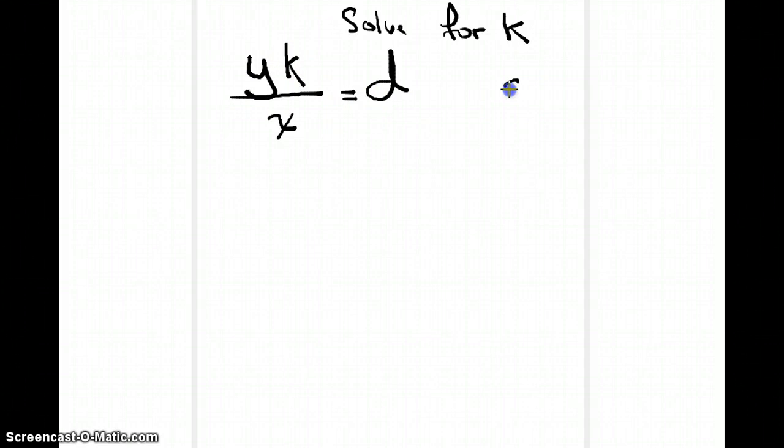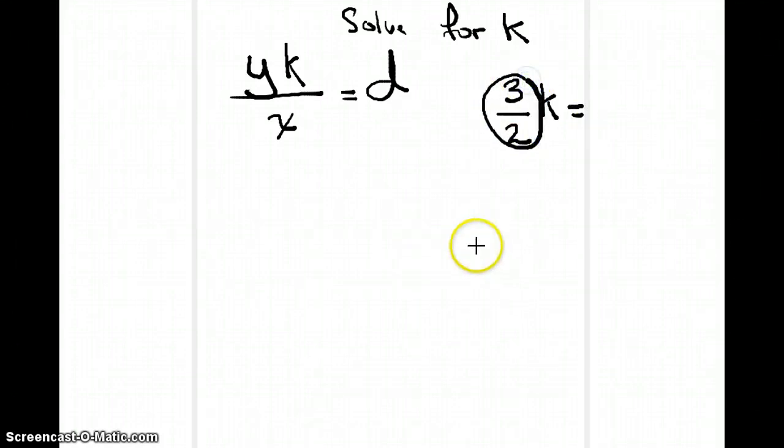If this was a number, 3 over 2, k, and I'm solving for k, how would I eliminate the 3 over 2? Well, again, hopefully at this point in your algebra career, you know that you're going to multiply this by its multiplicative inverse. Well, if that's the case, what could I do to get rid of y over x? Well, I can multiply it by its multiplicative inverse.